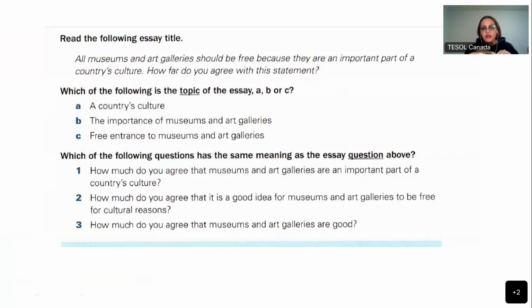Here it says, how far do you agree? I partially agree, I absolutely agree, or I completely disagree. Okay, which one? So what's your position?